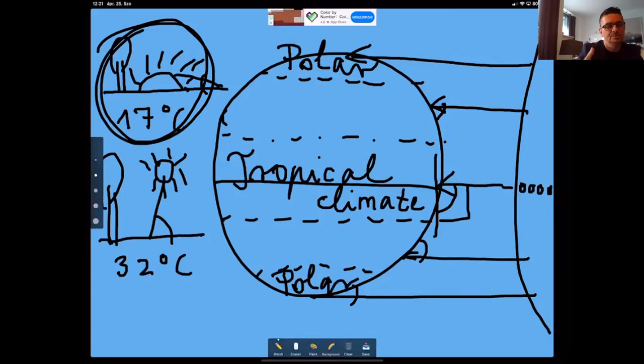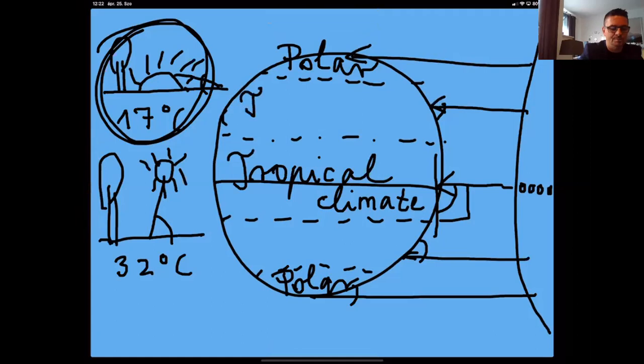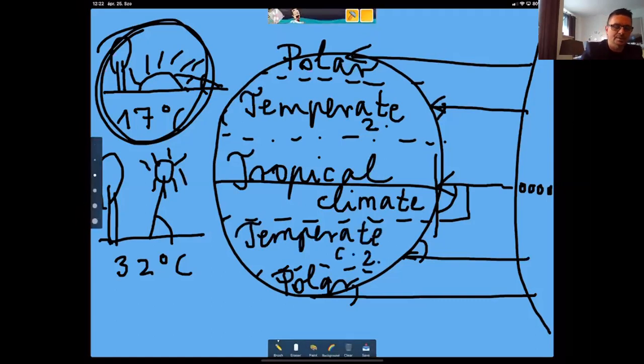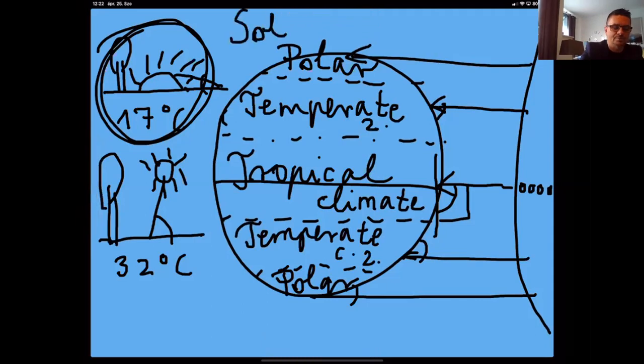And what is in between? Not too cold, not too hot, or there are cold seasons and hotter seasons. The name is temperate zone. Temperate zones. Temperate climate zone. That's what you can also say. So these are the solar climate zones, the climate zones created by the sun. So we can write this as a second title.